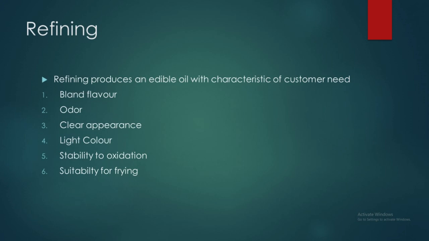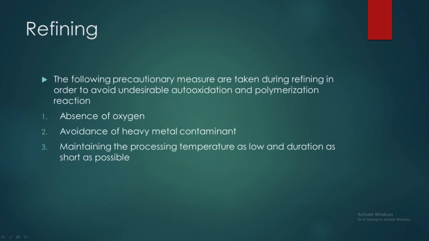Refining produces an edible oil with characteristics that meet customer needs: first, bland flavor and odor, clear appearance, light color, stability to oxidation, and finally suitability for frying. The following precautionary measures are taken during refining in order to avoid undesirable auto-oxidation and polymerization reactions. First, absence of oxygen. Second, avoidance of heavy metal contaminants. And third, maintaining the processing temperature as low and the duration as short as possible.